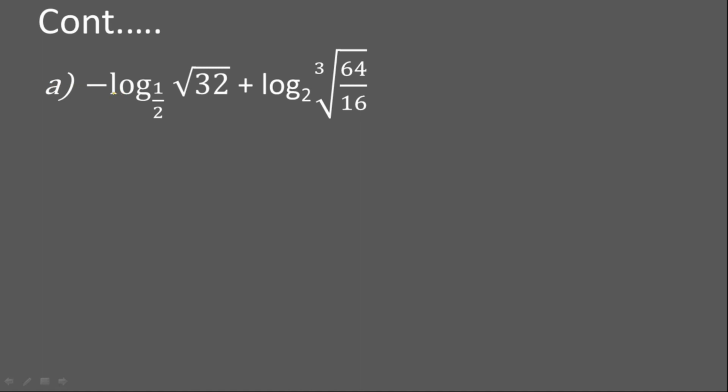This is the negative of the logarithm of radical 32 to the base 1 over 2, plus the logarithm of the third root of 64 over 16 to the base 2. Let me show you something first: 1 over 2 means the negative.